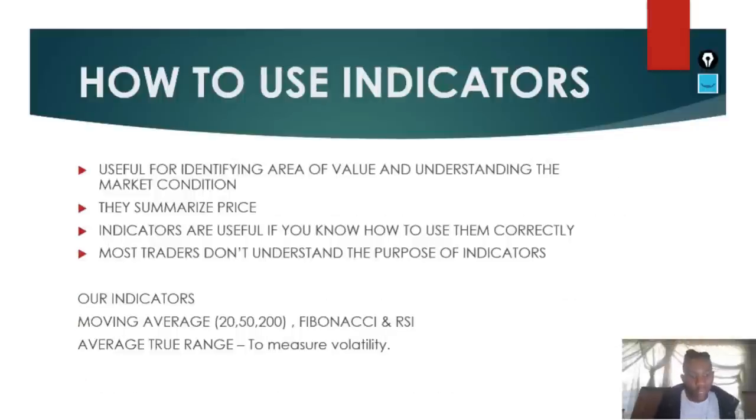So now, the indicators that we use: the moving averages 20, 50, 200, Fibonacci, RSI, and the ATR, which is average true range. We use them to measure volatility. I'm going to cover why we do that.